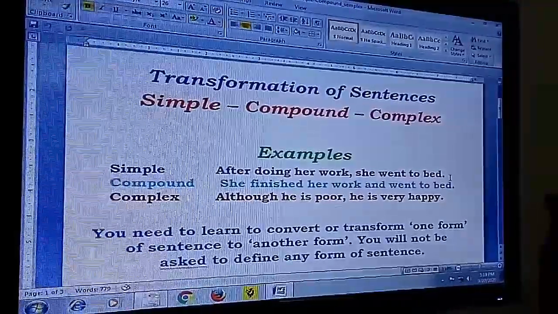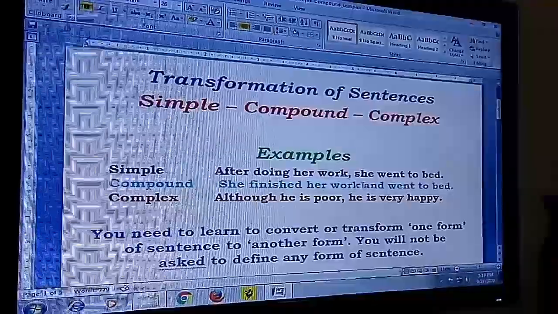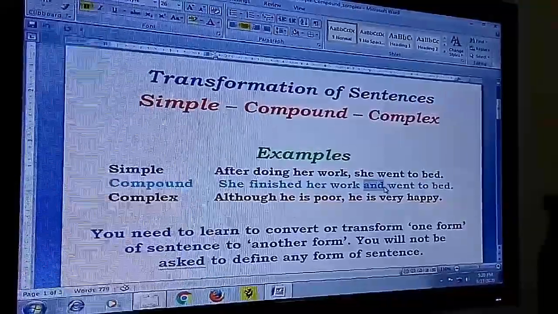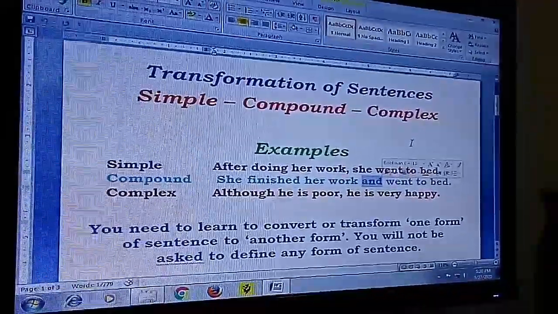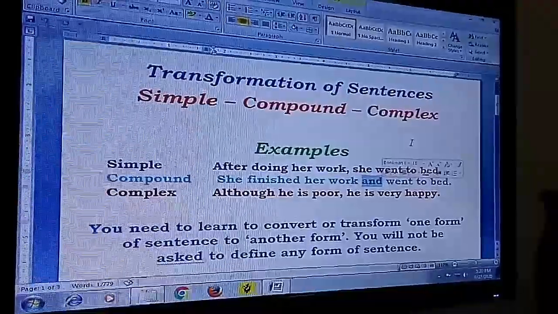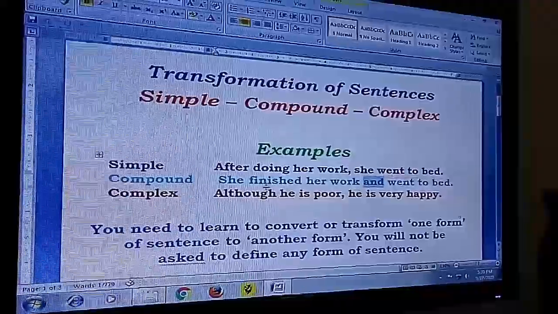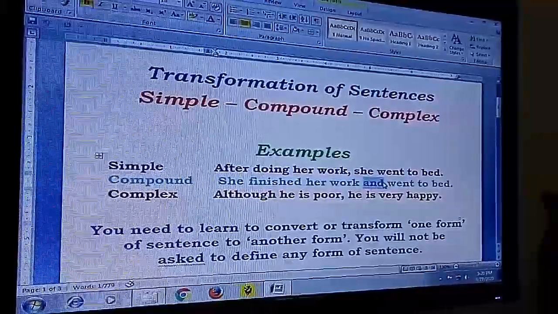Compound sentence: she finished her work and went to bed. This "and" is the conjunctor. It is adding the two sentences: she finished her work, she went to bed, with the conjunctor "and".